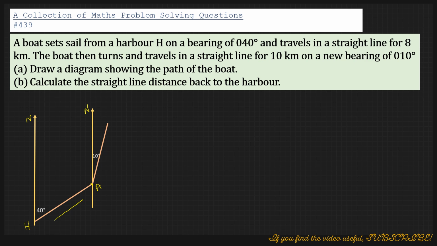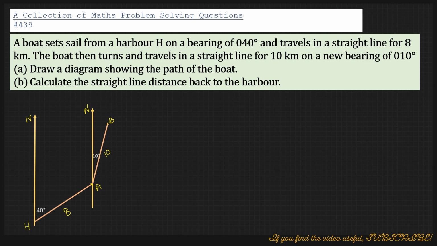Then it goes for 10 kilometers. So then this is 10. If I were to call this B, then AB is 10, HA is 8. So the first part is done, the diagram.